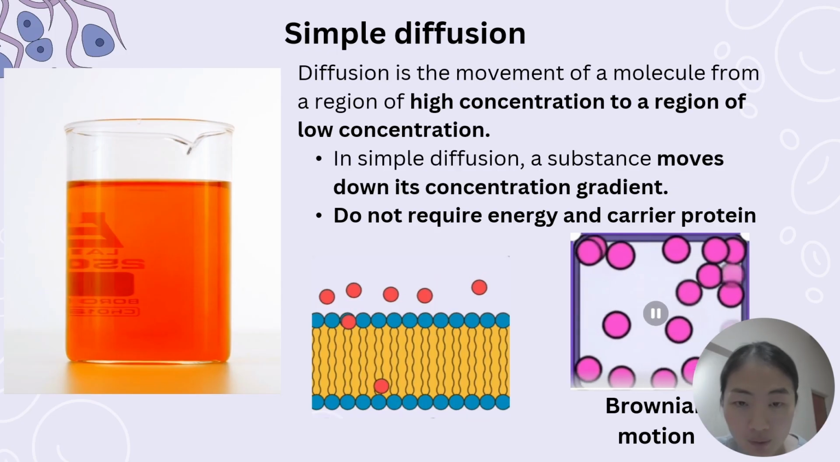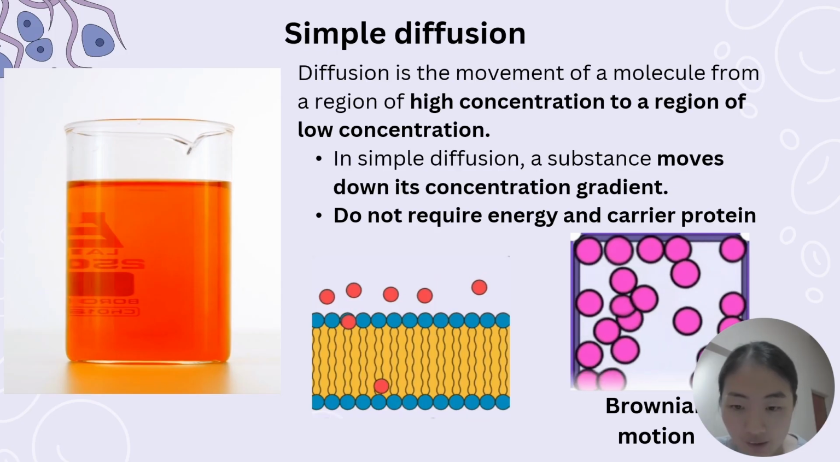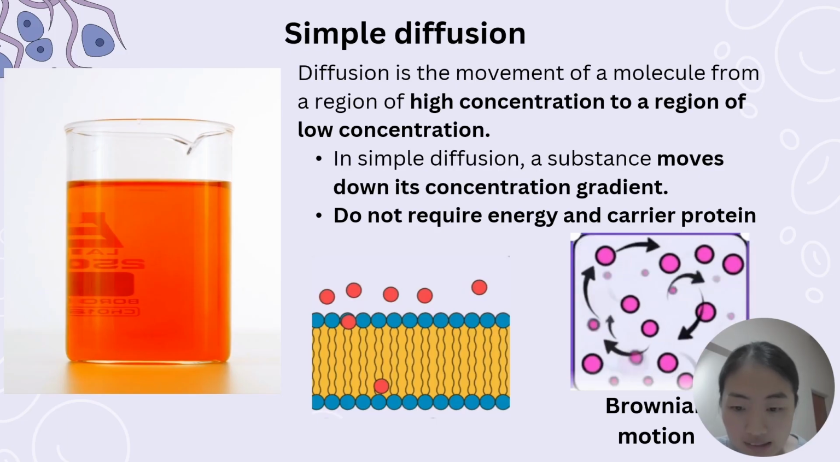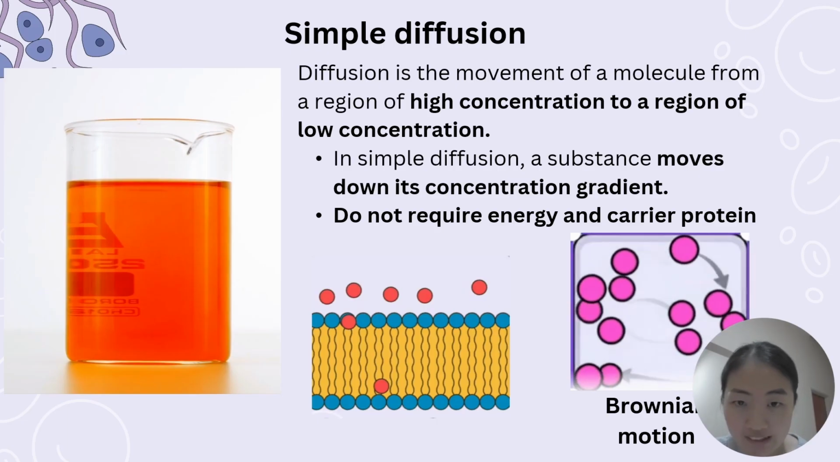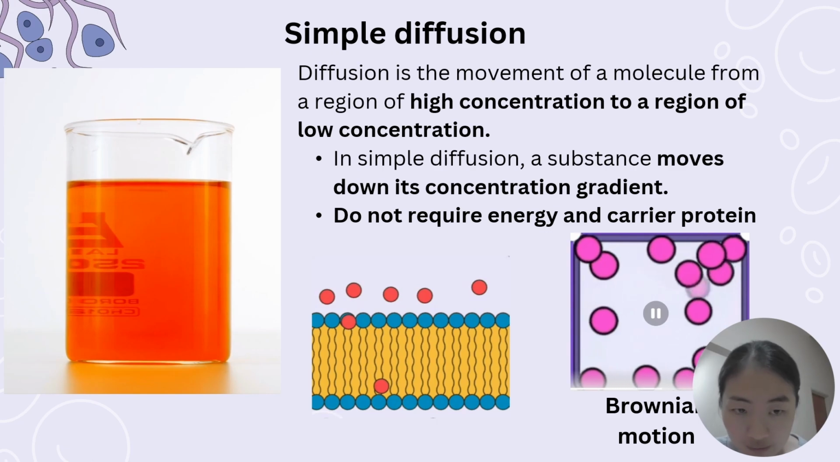Molecules are always moving randomly. This is called Brownian motion. These random movements provide the kinetic energy for diffusion.